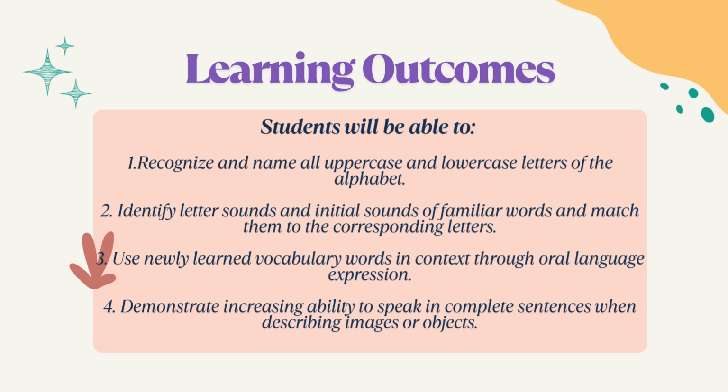Here are the learning outcomes for the ABC book. So students will be able to recognize and name all uppercase and lowercase letters of the alphabet, identify letter sounds and initial sounds of familiar words and match them with corresponding letters, and use new language and vocabulary words in context for oral language expression. So this is going to happen through identifying and naming technology features within the book, as well as pictures of objects that are in the book. And the last one is to demonstrate increased ability to speak in complete sentences when describing images and objects within the book.